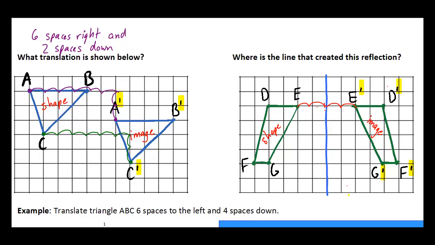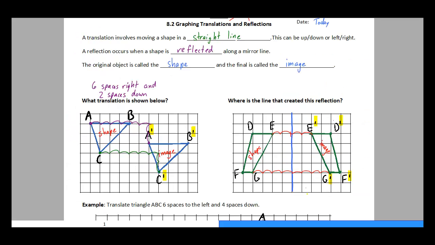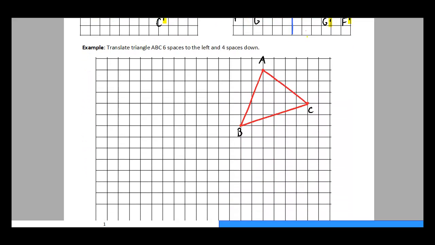So it's 2 boxes between E and the mirror. It's also 2 boxes between E prime and the mirror. You'll notice the same thing with G. 1, 2, 3, 4 boxes there, and 1, 2, 3, 4 boxes to G prime. So when we create a reflection, as long as each of our points is the same distance on the other side of the mirror, then we can create our image based on that. Okay, let's take a look at how to do this in a couple of examples.